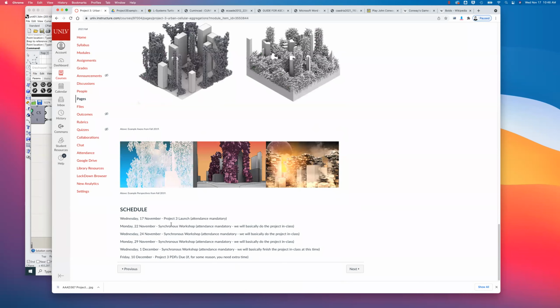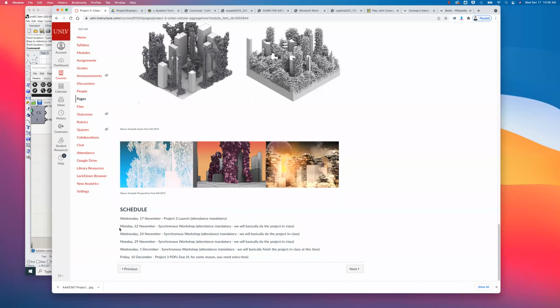Today was the project launch. Again, I know you guys are busy. Trust me, I've been there. No one's not busy at this time of the year. All you have to do is come to class on time. You'll get this project done without having to spend any time outside of class, except maybe to upload your PDFs.